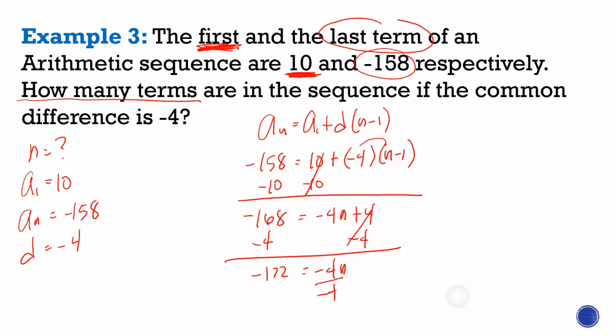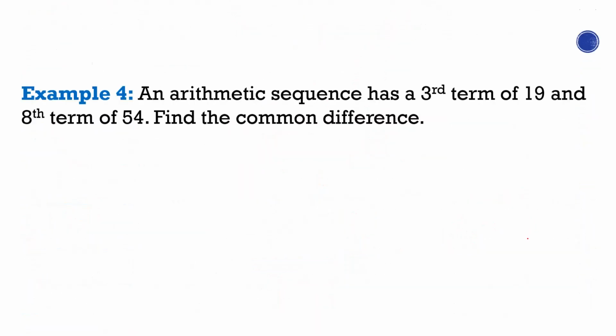And then divided by negative 4, divided by negative 4. So what is negative 172 divided by 4? That is equal to 43. So 43 equals n. Okay. Next, let's go to the next example.